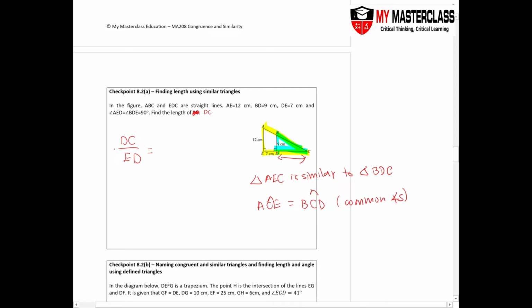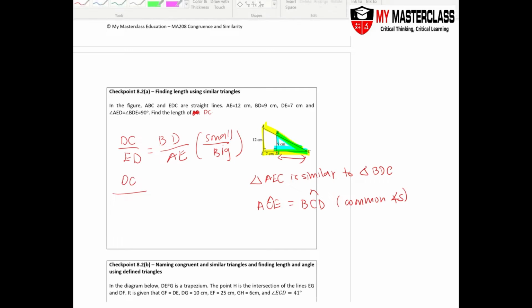Based on whatever they gave you, put in BD over AE. Now you notice one thing, that I'm actually putting the small triangle over the big triangle. Now, can you put big to small? Of course you can. But what I'll normally do is I'll tell my students, use whatever they gave you. So let's just substitute in.